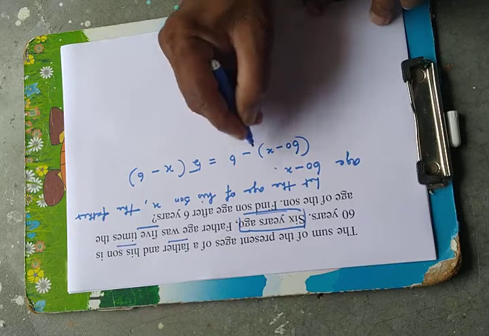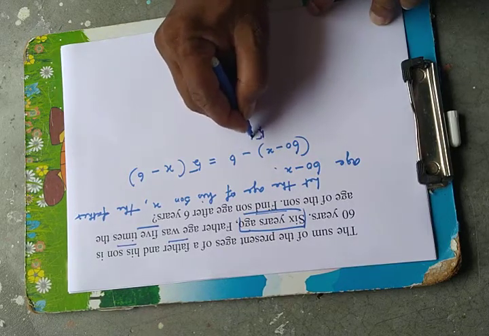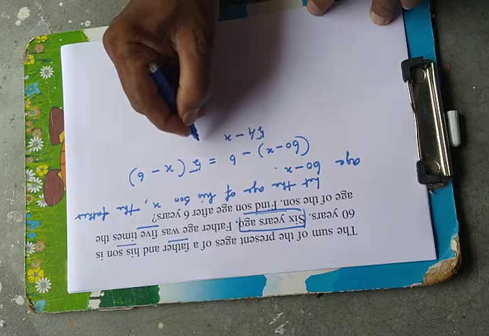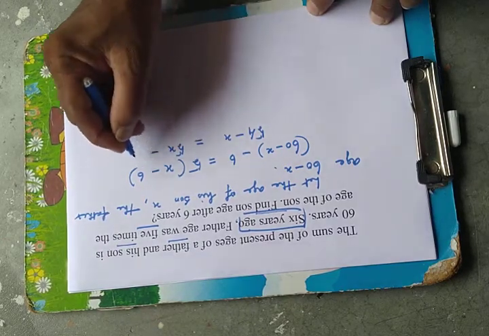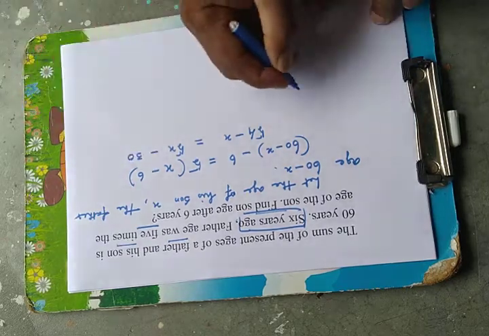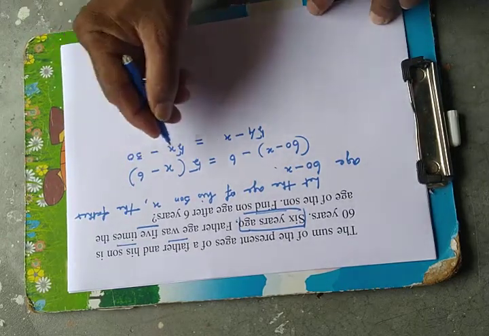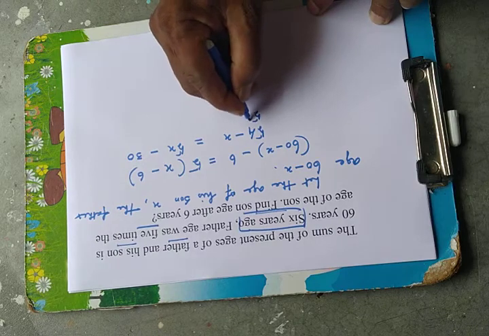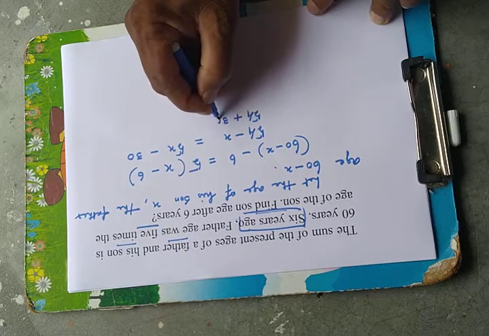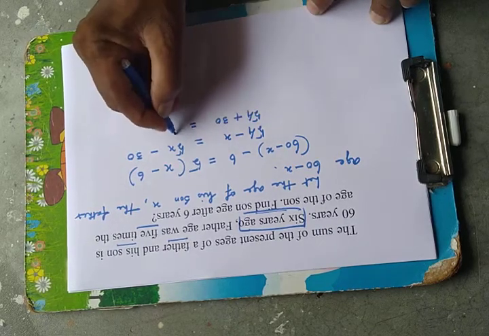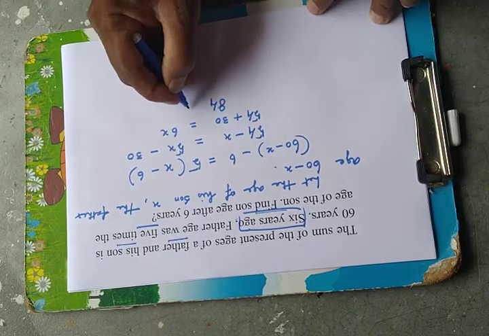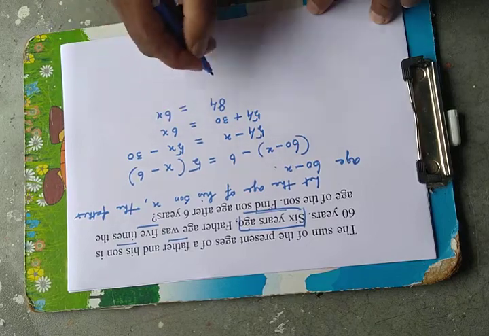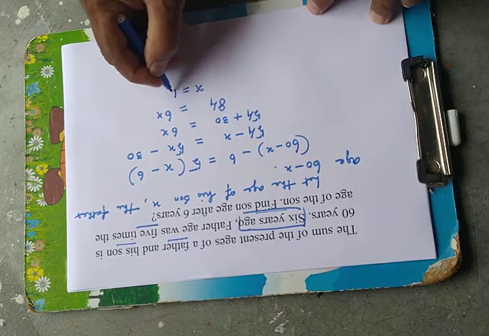Now 60 minus 6 becomes 54, so 54 minus x equals 5x minus 30. Now the 30 comes to this side: 54 plus 30. The x goes to that side and becomes 6x. Now 84 equals 6x. Therefore x equals 14.